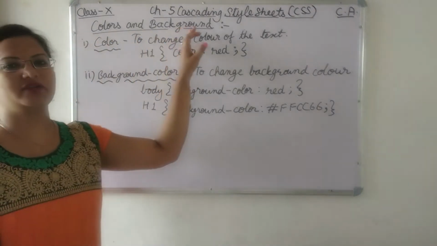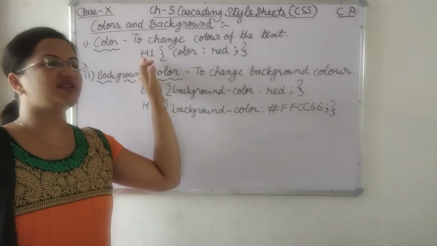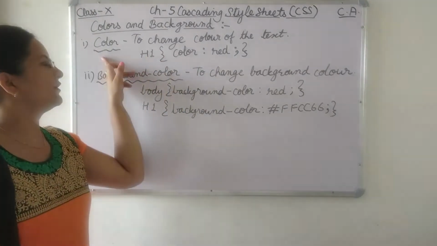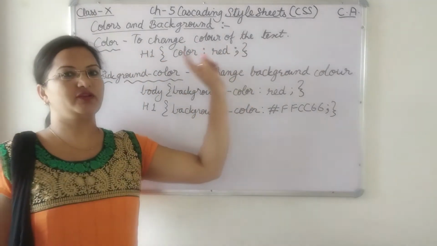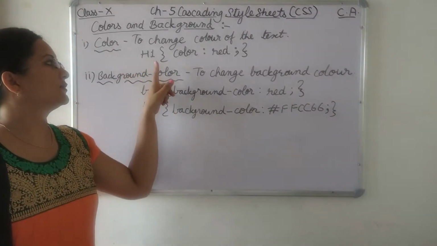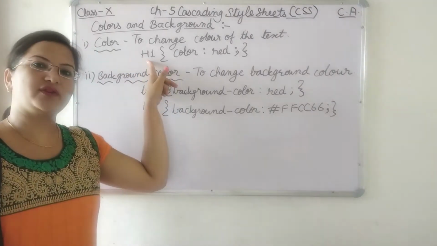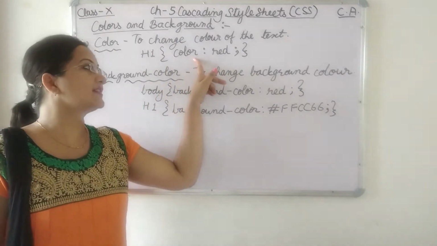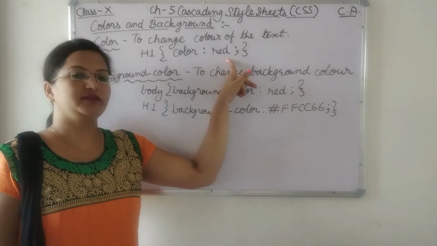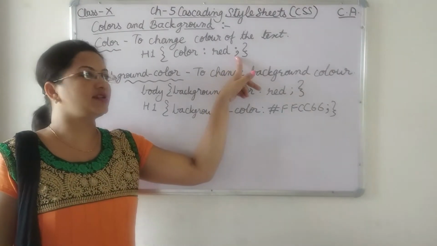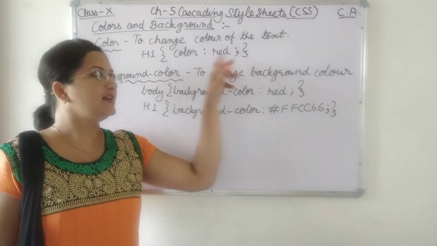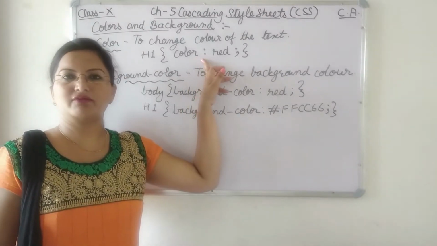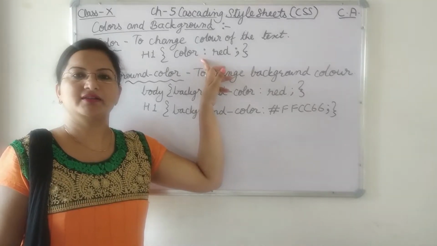Today we will study about colors and backgrounds. Last time we started this topic in which we have studied about colors. So first of all, to change the color of the text we will use the color attribute. First of all we have to write the element name, then a curly bracket starts, then the first property, that is color, colon, the value of the color, semicolon and closing curly bracket. This code you have to write in a CSS file, and then after that you have to link this code in the head tag.